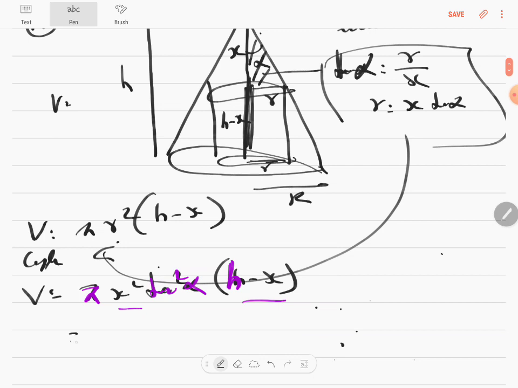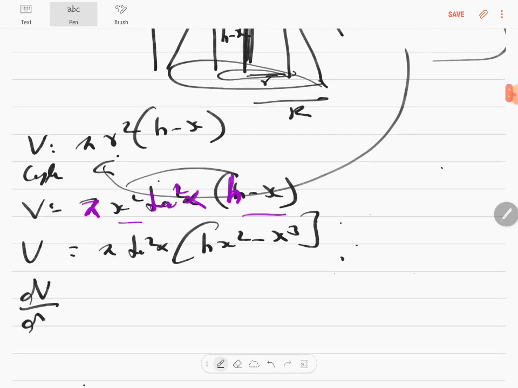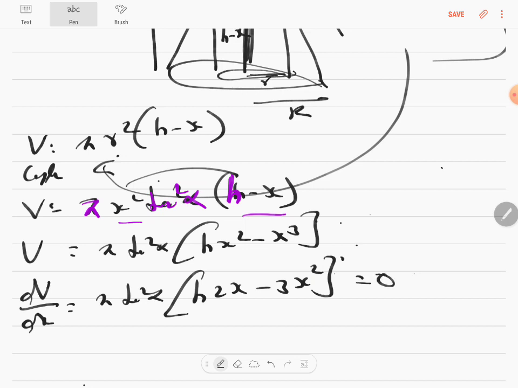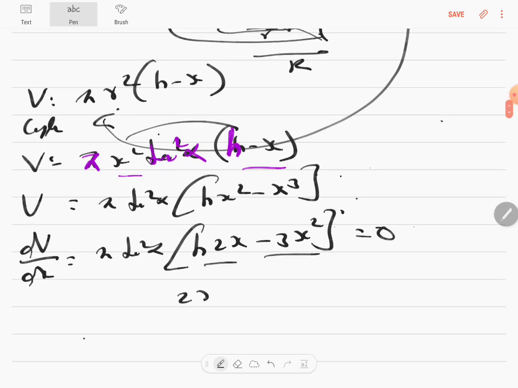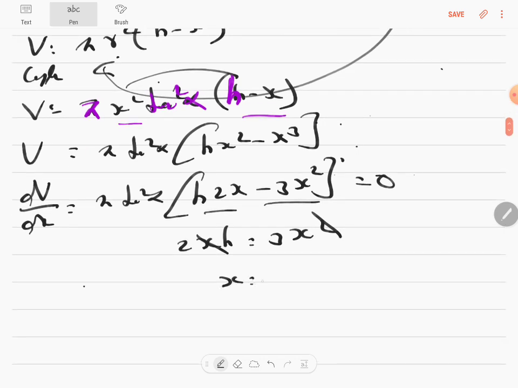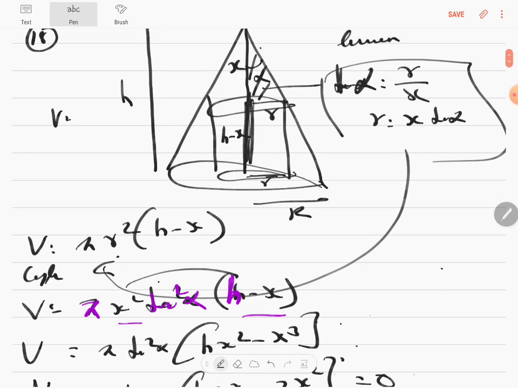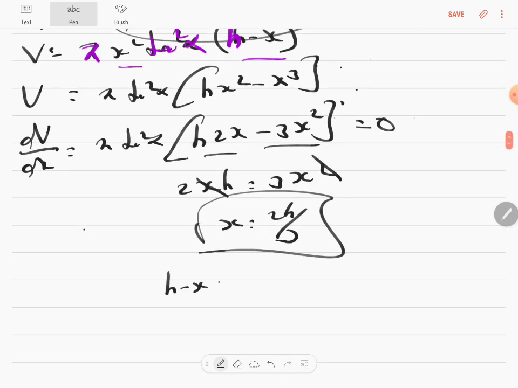So I can differentiate, before which I'll group all the constants. Take the x square inside. And let's differentiate it with respect to x. Pi into tan square alpha, h is a constant. Derivative of h x square minus x cube: 2xh minus 3x square is equal to 0. Therefore, 2xh is equal to 3x square, and x gets cancelled. And so x is equal to 2h by 3. You found the variable x. And the height of the cylinder is h minus x, which is h minus 2h by 3, which is h by 3. That gives me the height of the cylinder.